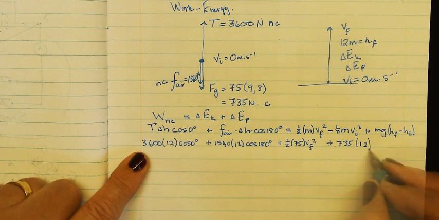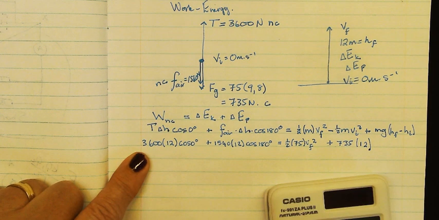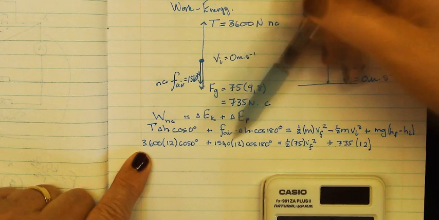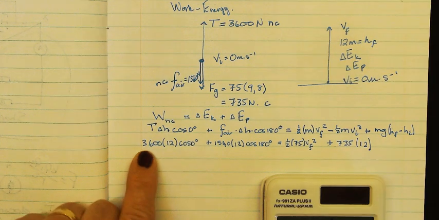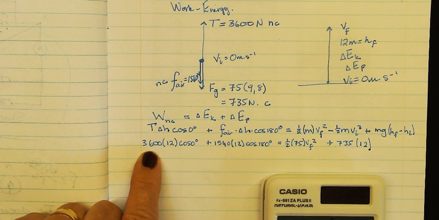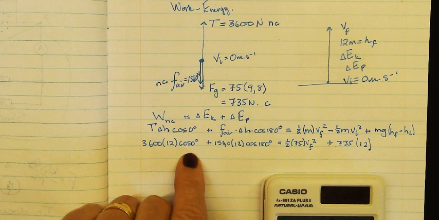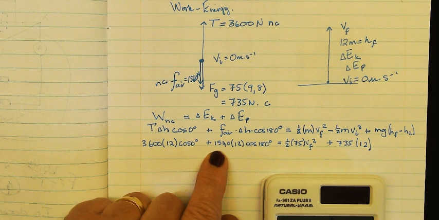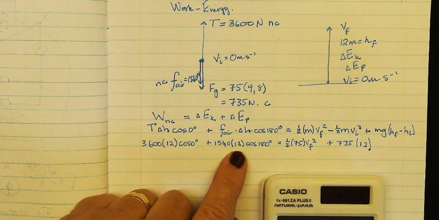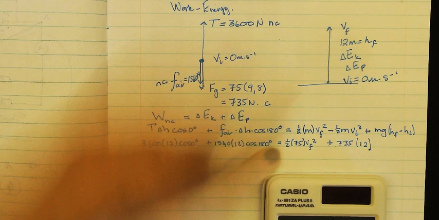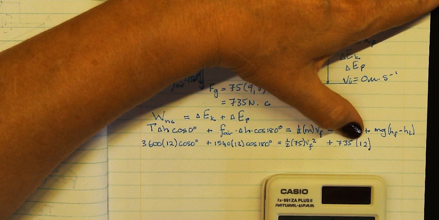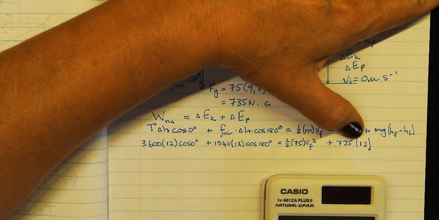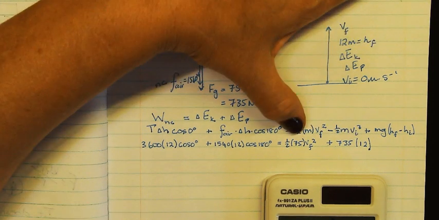Righto, so now we do our simplifying, and some people like to do each one individually, but I'm going to combine them. So 3,600 times 12 cos 0, which is 1, and this cos 180 would be minus 1, so it is minus 1,540 times 12. Then I'm going to subtract from this 735 times 12.